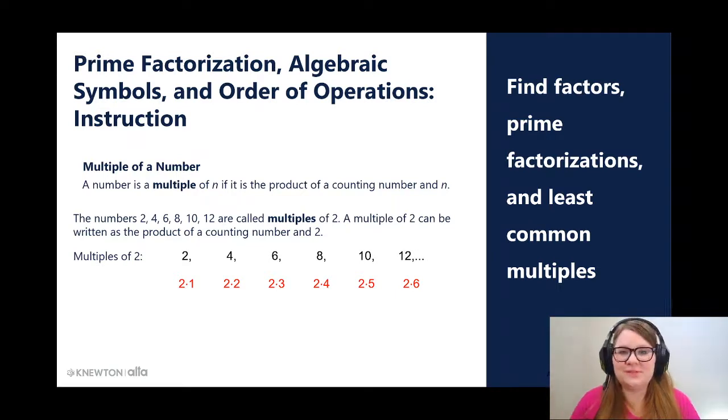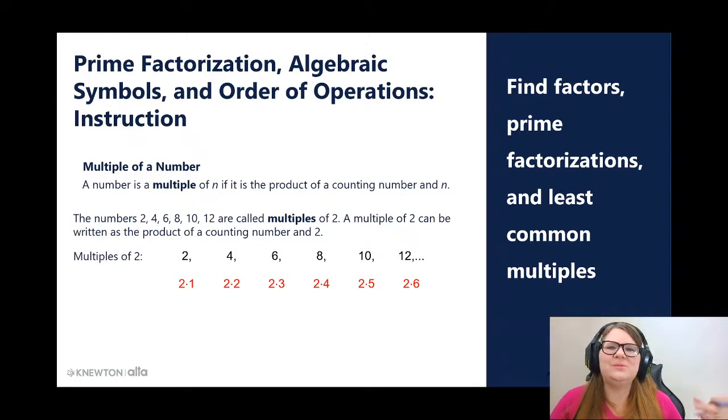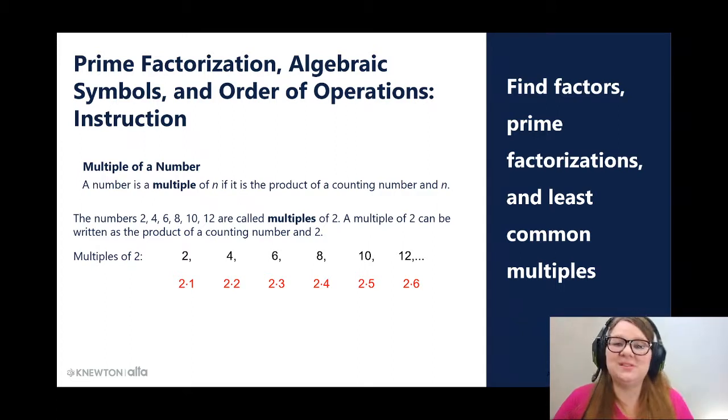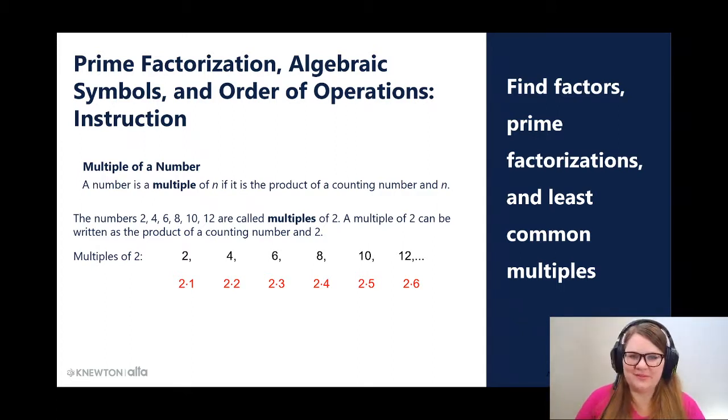These are all multiples of 2, whereas 3, 6, 9, 12, 15, 18, etc. are all multiples of 3. Okay, because you're multiplying 2 times 1 or 3 times 1. All right. And then if you look at these multiples of 2: 2 times 2, 2 times 3, 2 times 4, 2 times 5, 2 times 6, etc. So these are all multiples of 2.